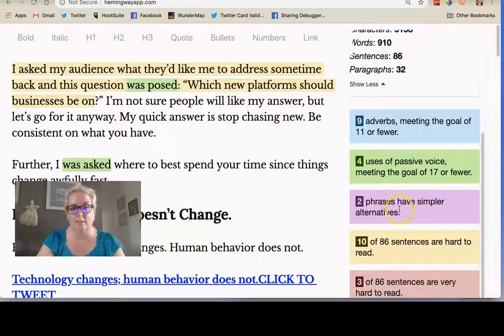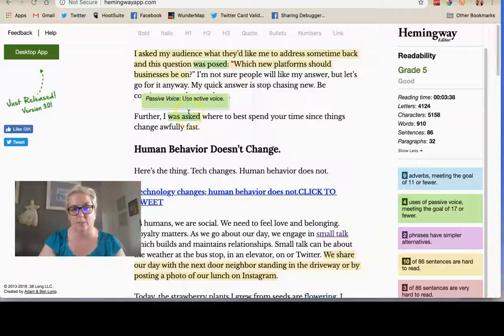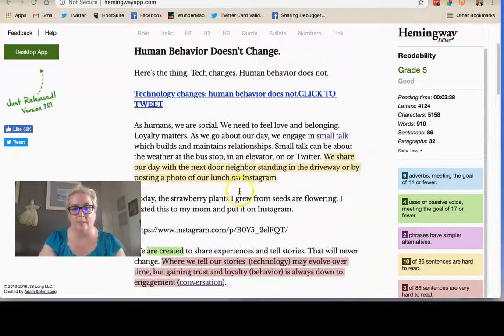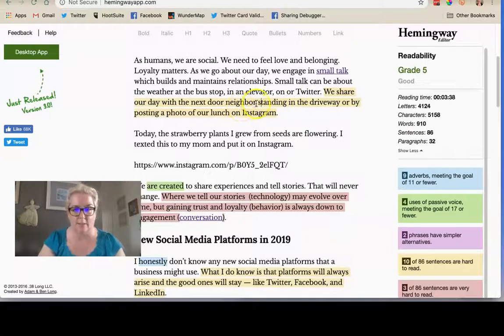So then you can go, based upon the color, right? You can go and, so this is the passive voice. It'll say you shouldn't be passive voice. This is a hard to read sentence. We share our day with the next door neighbor standing in the driveway or by posting a photo of our lunch on Instagram. We share our day with our next door neighbor. I probably should have said, or. See, I took that out. Now it's not hard to read.